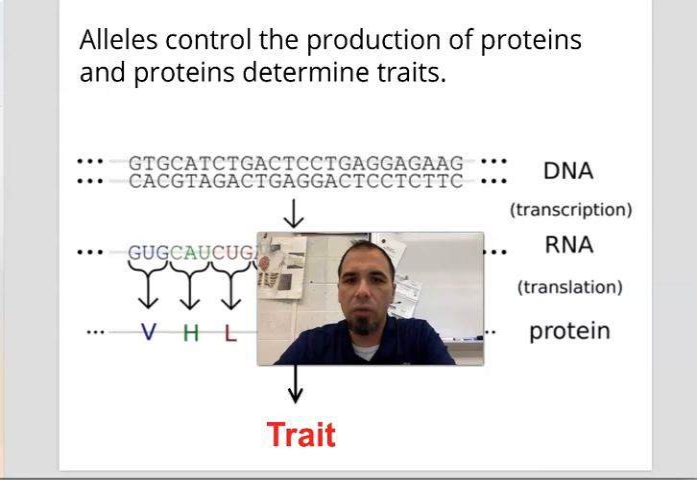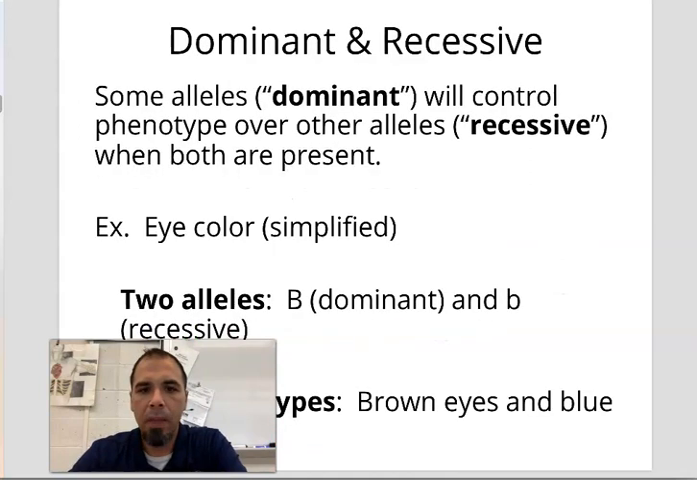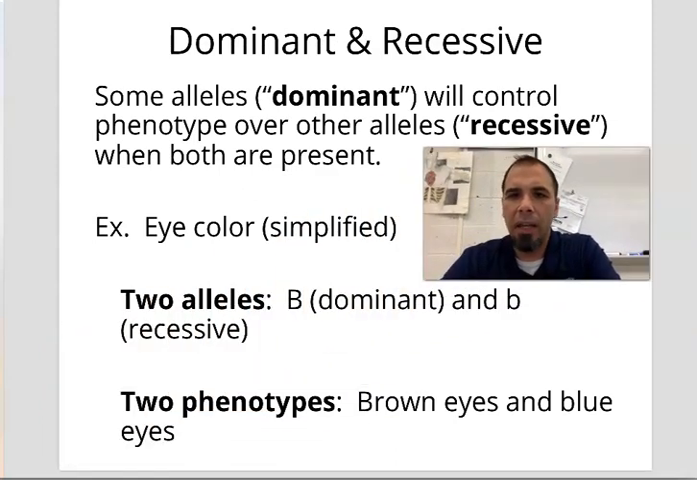So alleles control the production of proteins. I've already shown this to you before. This is your central dogma: DNA to RNA to protein, genotype, DNA, RNA to phenotype to the trait. It's important that we're always referring back to the modern synthesis. So dominant recessive, hopefully I don't have to go over this, but dominant will control the phenotype. It will shut down the recessive.